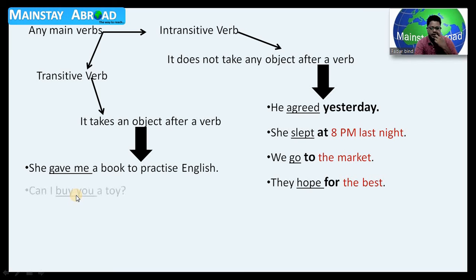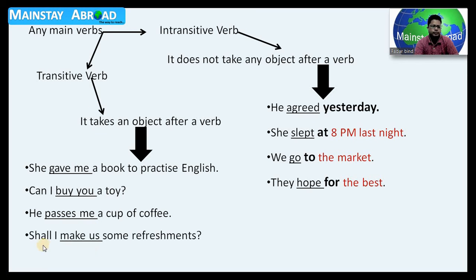Now another examples I'm giving you, can I buy you a toy? So you is after the verb, that's why it is also transitive verb. Now we can notice here, he passes me a cup of coffee. So here me is your object and this pass is our transitive verb, right? Shall I make us some refreshments? So here make is taking object. So this us is our object. That's why make would be our transitive verb.